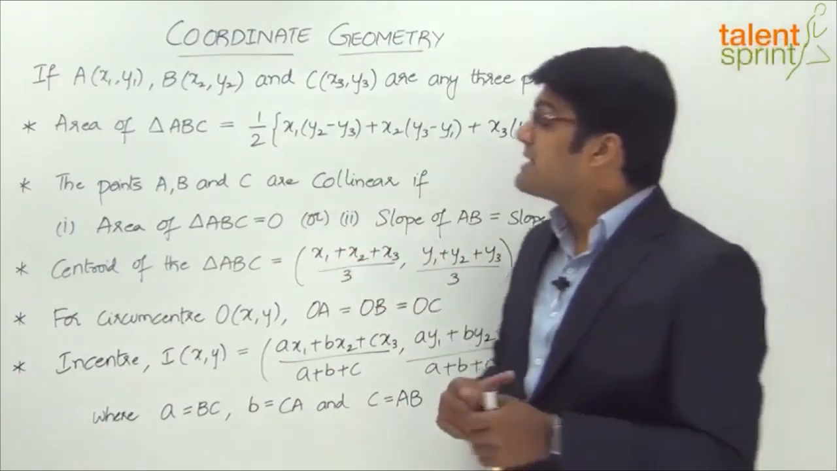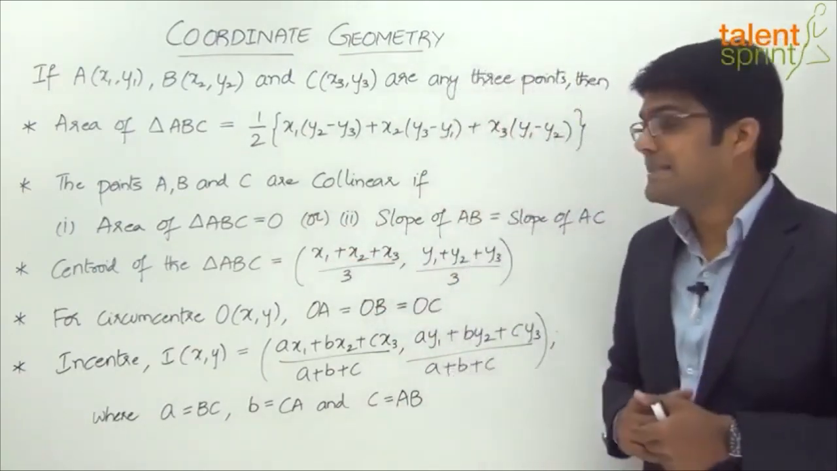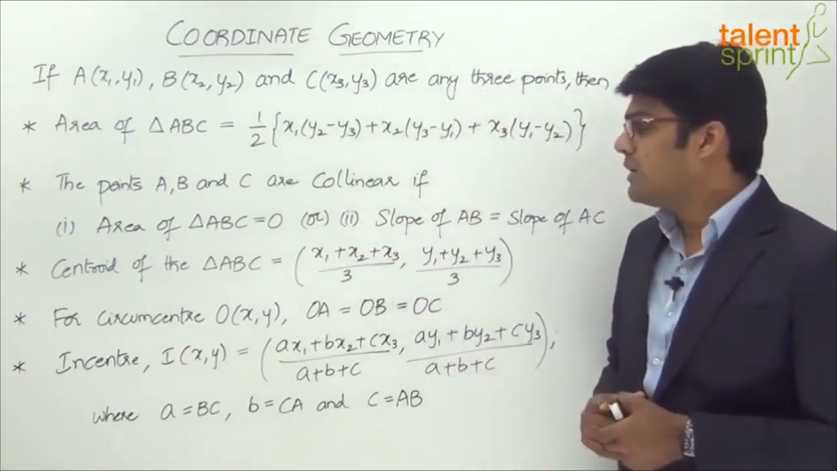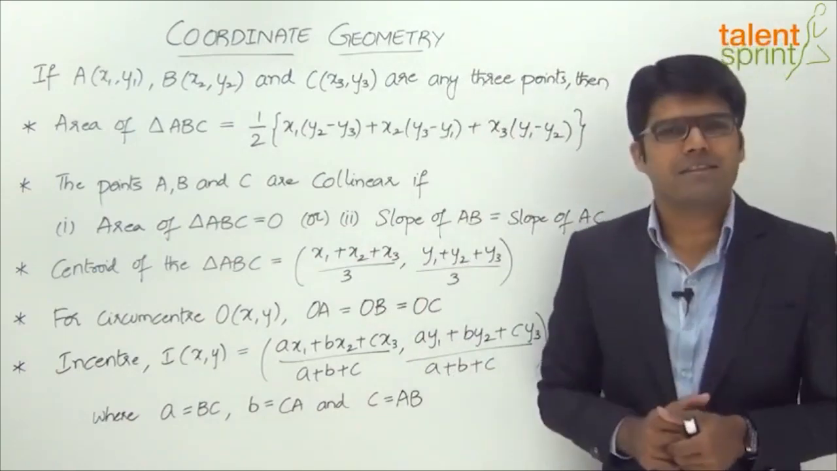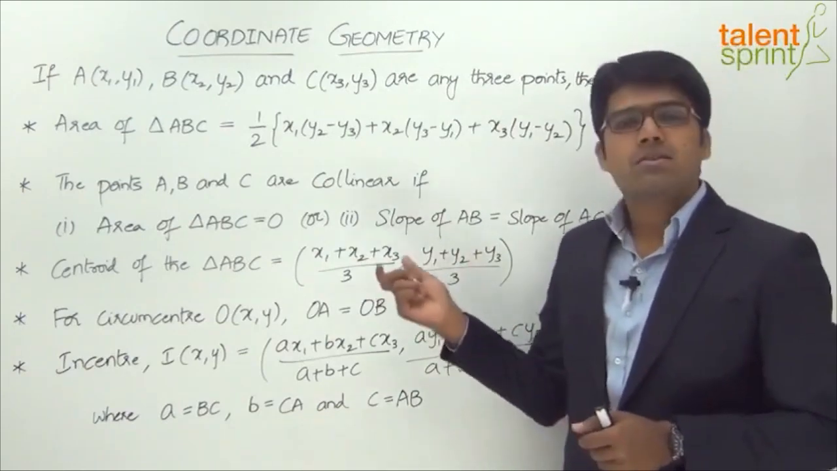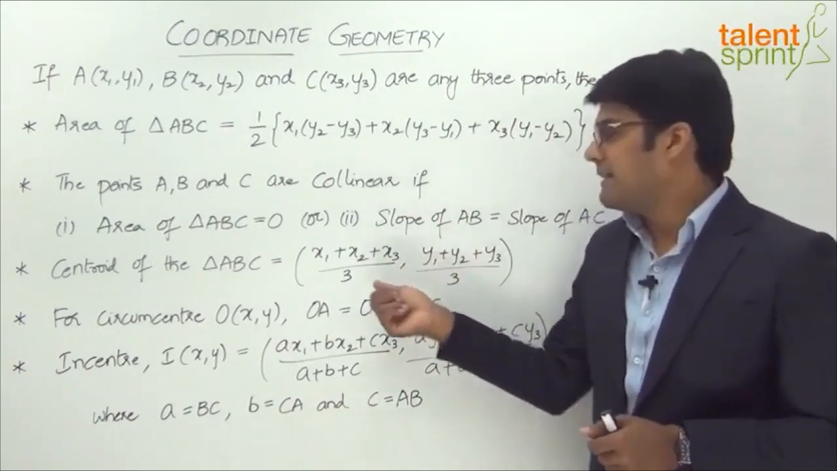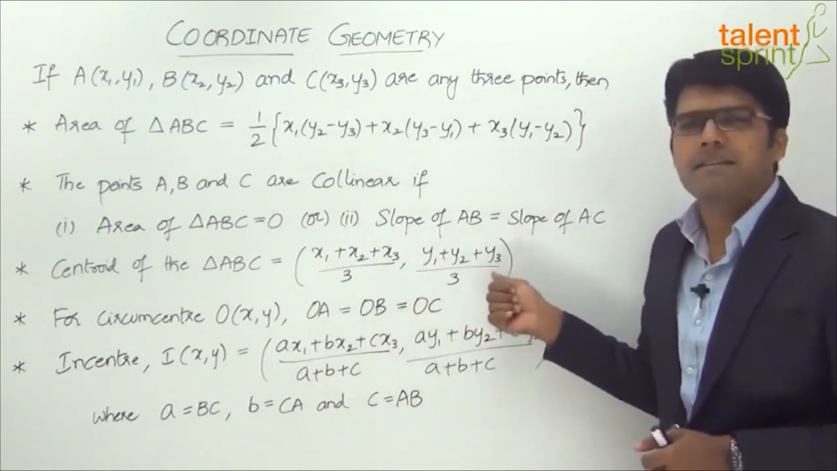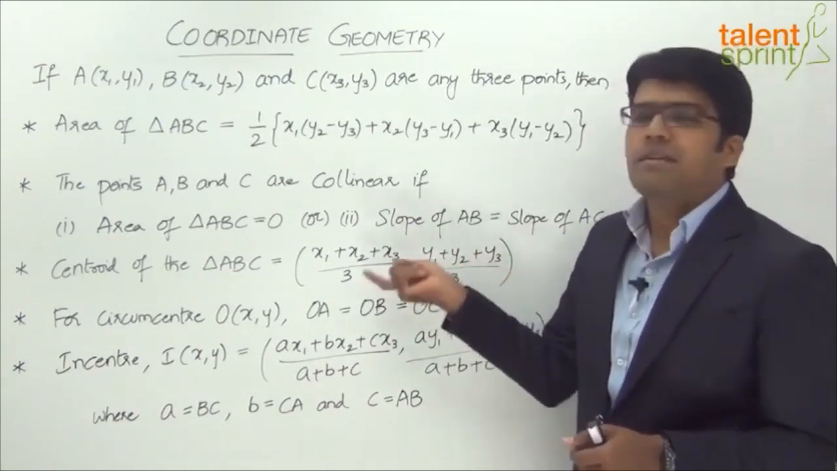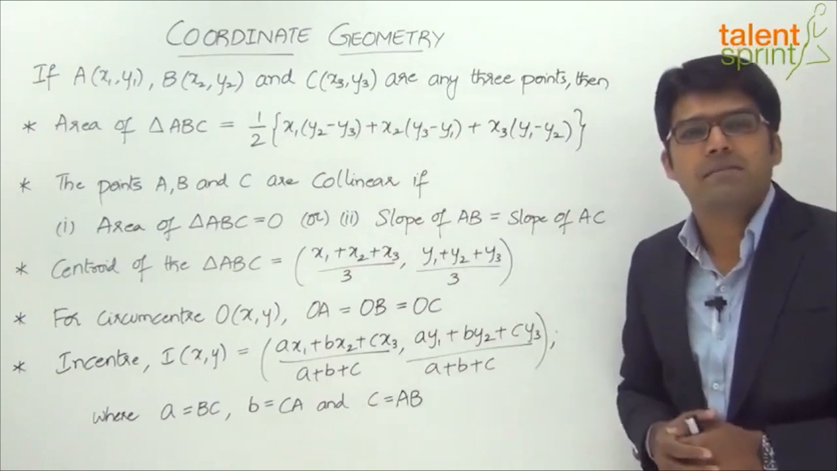Moving on to the next point, the centroid of the triangle ABC is equal to x1 plus x2 plus x3 by 3 and y1 plus y2 plus y3 by 3. So the coordinates of the centroid of the triangle can be taken as (x1 plus x2 plus x3 by 3, y1 plus y2 plus y3 by 3). That's basically the average of the coordinates of the points A, B and C.